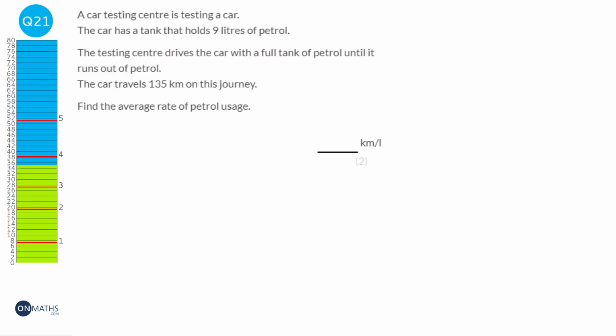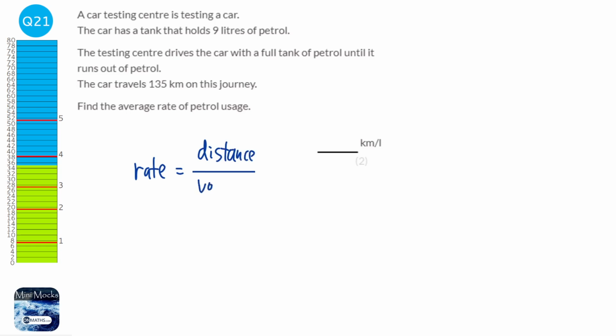To find the average rate of petrol usage, which I'm just going to call rate, we're going to get the distance travelled by the car, and divide that by the amount of fuel used, so the volume of the fuel used. So the distance was 135 kilometres. The volume of the fuel used was 9 litres.